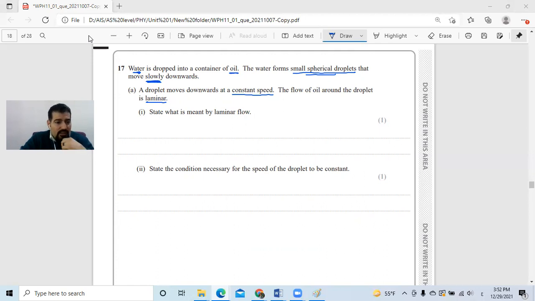It is when the flow lines are parallel to each other. They move with a constant velocity. The movement through parallel layers with a constant speed without mixing. Undisturbed layers. Okay, they are parallel.